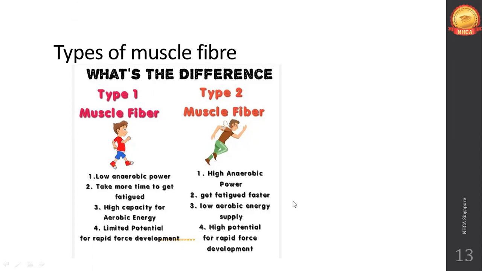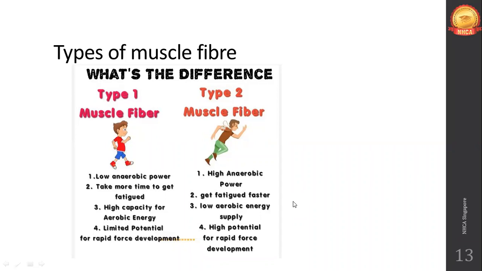See, most of the type 1 muscle fibers will be found on your legs. Most of the leg muscles, most of it, not all, come under type 1. Most of the arm muscles, your hands, your chest muscles, even the back muscles, come under type 2. Most of it, but not all. It's a mixture of type 1 and type 2 muscle fibers which is present throughout your body.